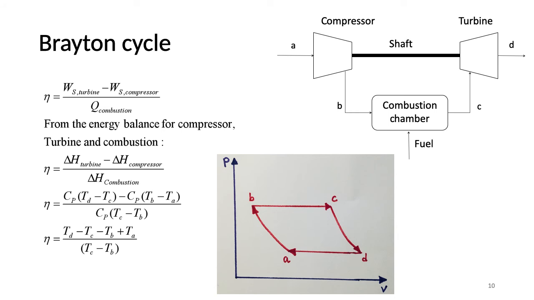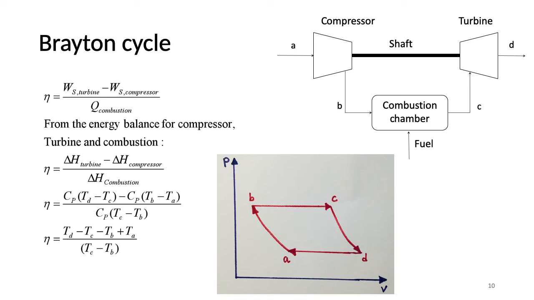Brayton cycle. The schematic diagram illustrates the Brayton cycle. Fuel is supplied to the combustion chamber. The produced hot gas generates shaft work at the turbine. The compressor runs using some part of the energy from the hot gases. The efficiency of the cycle is given by the ratio of net work done divided by heat of combustion.